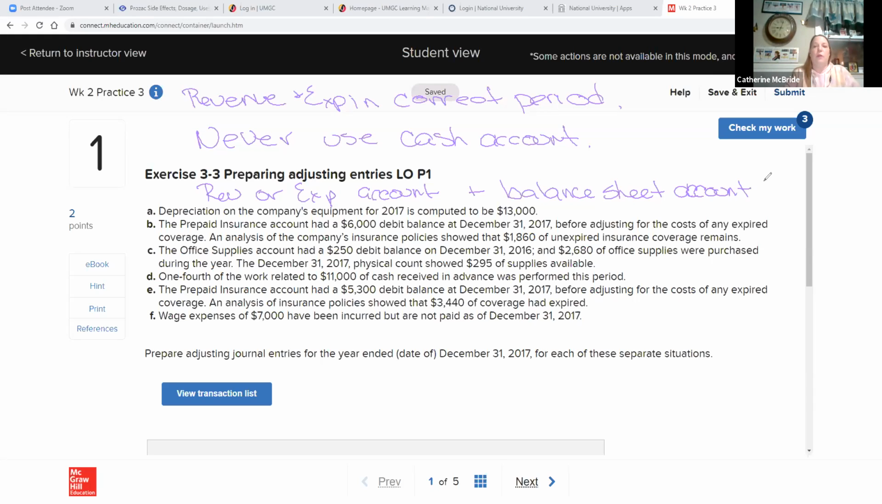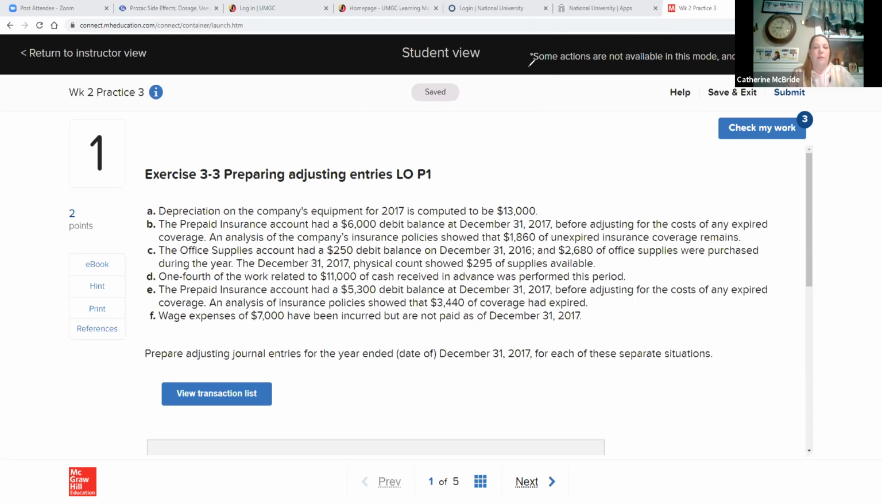So the very first entry, we're doing what's called recording depreciation on the company's equipment. They give us the amount, but depreciation is an interesting concept. So let's say that we bought a building, and let's say that the building cost $500,000. So according to the historical cost concept, when we buy the building, we're going to put it on our balance sheet as an asset at a value of $500,000.